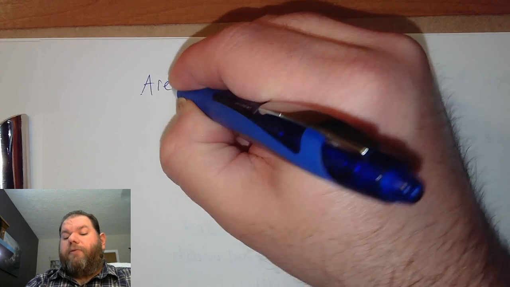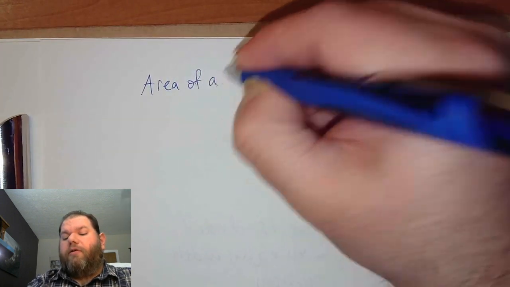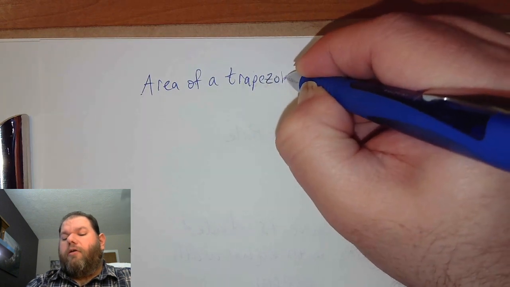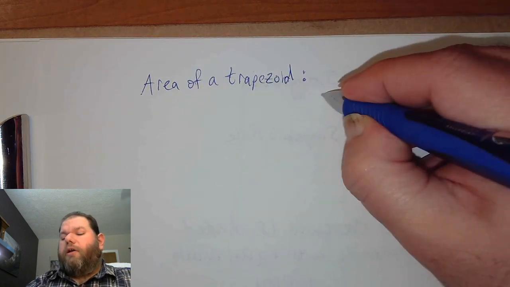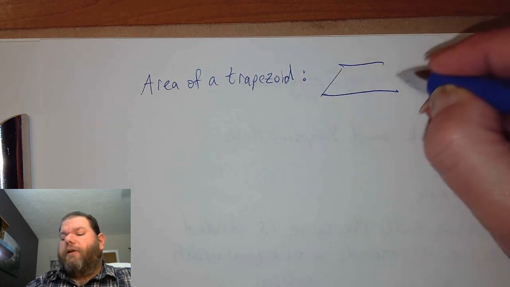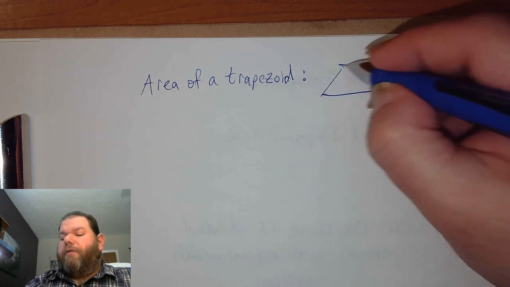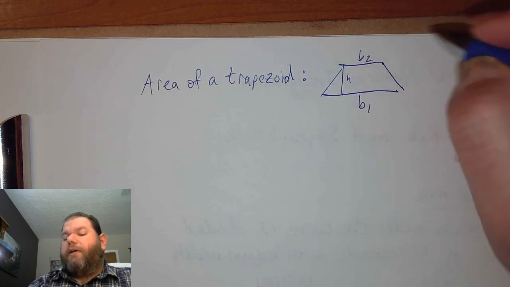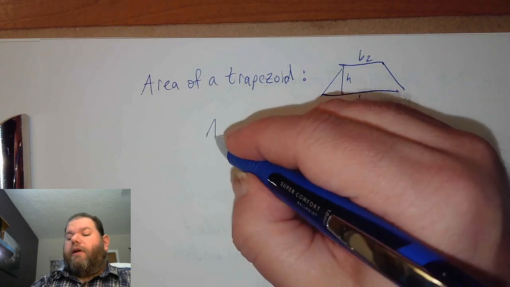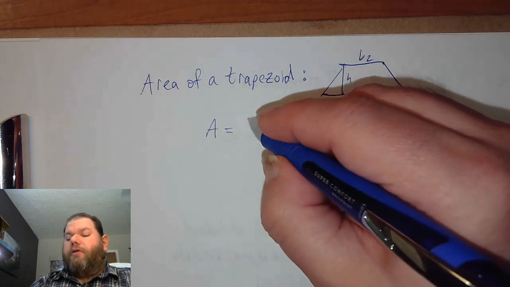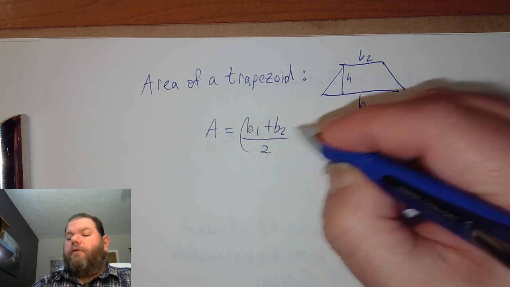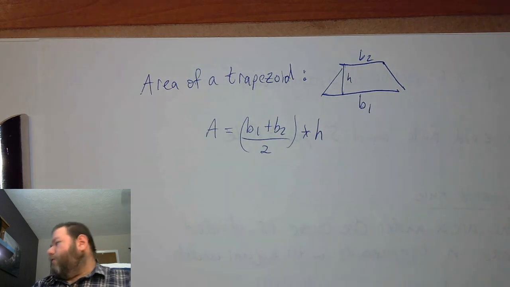Now the area of a trapezoid, and again, our basic model looks like this, where we have what we call base 1, base 2, and a height h. The area is equal to base 1 plus base 2 divided by 2 times h.